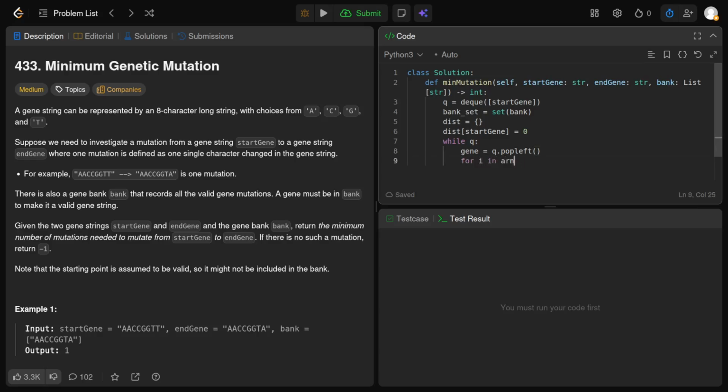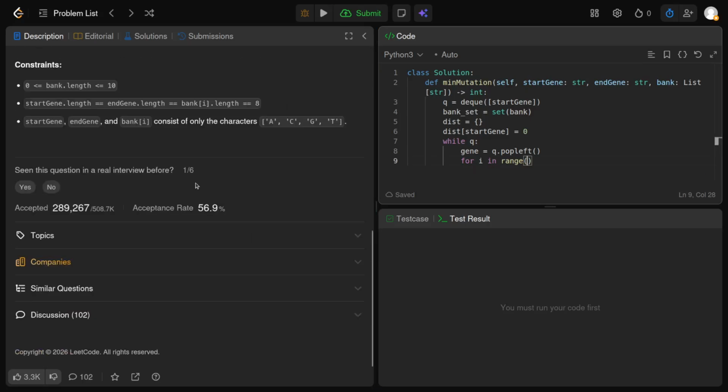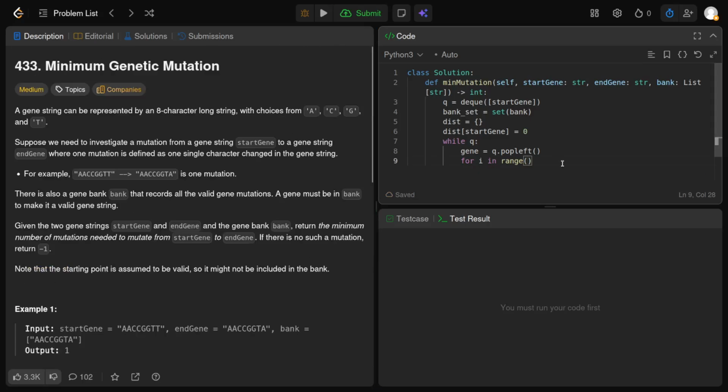For i in range, what's the length of the genes? Because the length of the bank is 8 only, okay. Because if you have 4 options, we don't want to iterate over all positions and try all changes, because that's 4 to the 8, so 2 to the 16, which is not that much. But faster would be to just iterate over the bank, right? Check if there is at most one change.